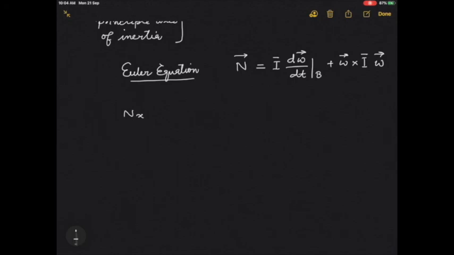Okay, I would like to write down this in components, and that will be the end of the discussion today. So if you look at this, N_x will come out to be, what will it come out to be? Well, in the first term, I have omega x, omega y, and omega z, and the component that I will get is I_xx omega x dot.